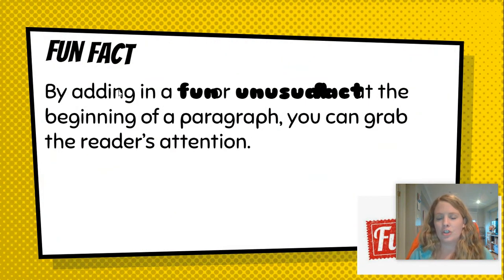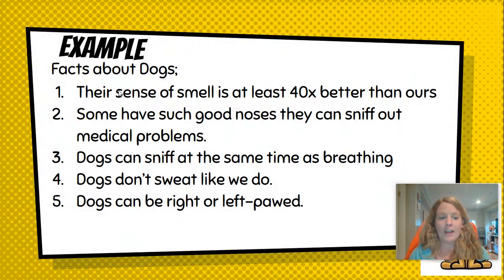And the last way you can do this is by using fun facts. So by adding in fun or unusual facts at the beginning of a paragraph, you can grab the reader's or the audience's attention. So just like what we did with our information reports, we would put a fun fact at the beginning. You can do that for persuading the audience as well. So I found 5 just random fun facts about dogs. I wouldn't use all of these in my speech, but I could use 1 or 2 and put them in a couple of my paragraphs.